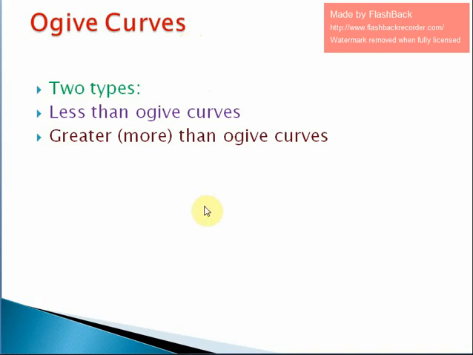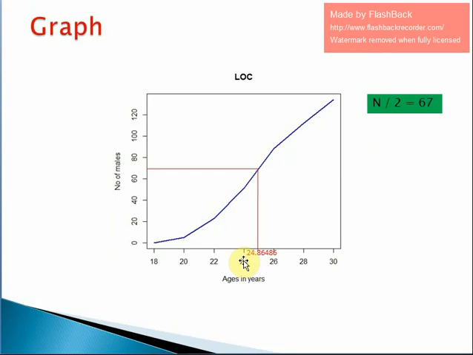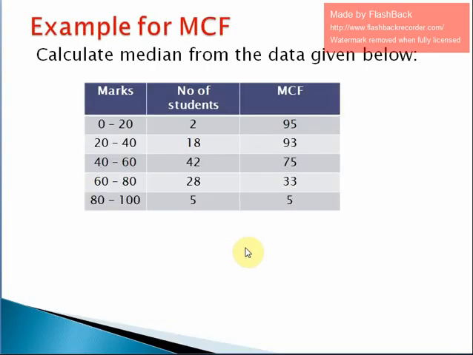Whether we add the frequencies from top to bottom or from bottom to top depends on the ogive curve. In the less than ogive curve, we are adding frequencies from top to bottom. See in this case, the first class frequency is 5, the second class frequency is 18. So 5 is added to 18, that comes to be 23. 23 plus 28 is 51. 51 plus 37 is 88, and likewise. If we add the frequencies from top to bottom, that is called less than cumulative frequencies.